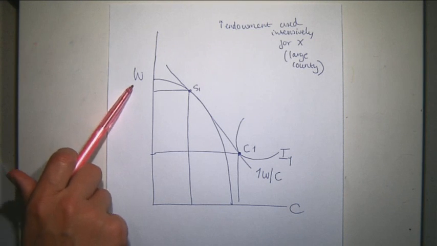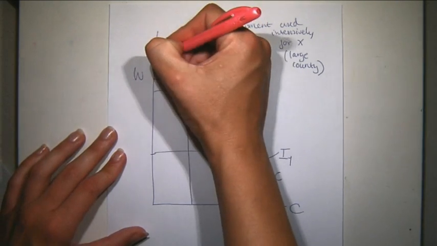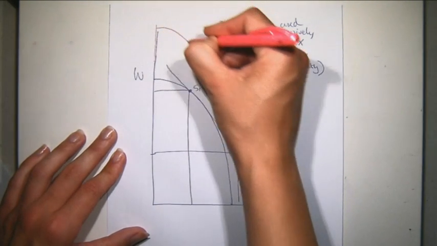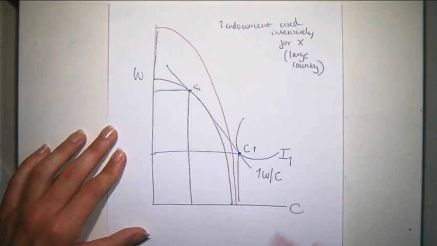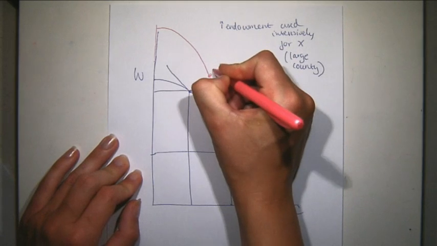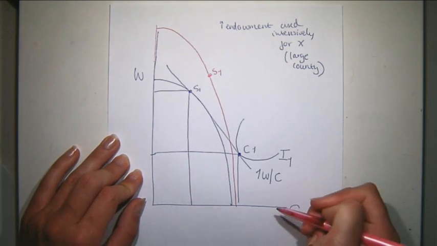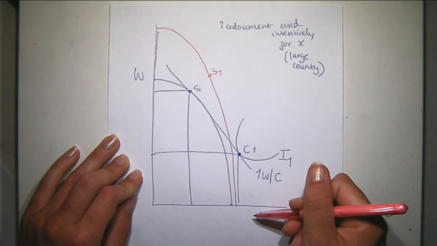Let's say after a while we get more endowments that are used intensively in producing wheat. What will happen is that there will be skewed growth towards wheat, like that, and production will shift out to here, S2. And what's going to happen to the price of cloth? So what's going to happen to the slope of this line?